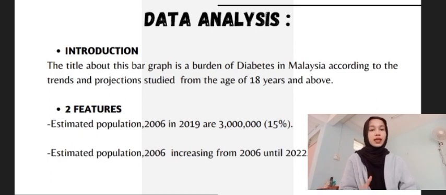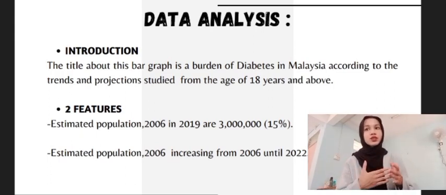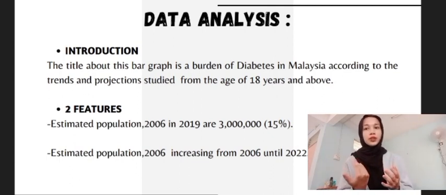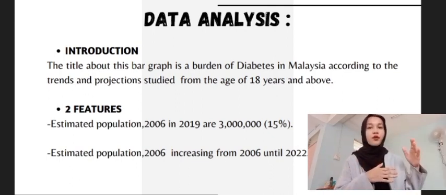Introduction. The title of this bar graph is the burden of diabetes in Malaysia according to the trends and projection study from the age of 80 years and above. Two features in this bar graph are the estimated population 2006 in 2019 is 3 million, the estimated population in percentage is 15%, and the estimated population is increasing from 2006 until 2022.